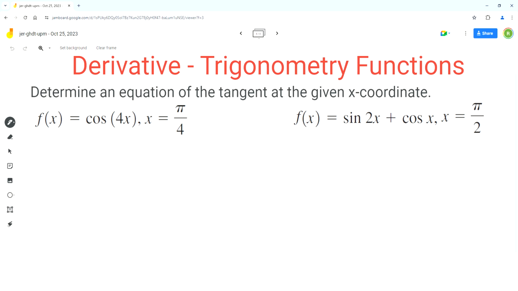And we know that the general equation of a straight line is y equals mx plus b. So we have to find the value of m and b for this tangent. So m represents the slope and b represents the y-intercept. Now the slope of the tangent can be found from the first derivative of the given function.